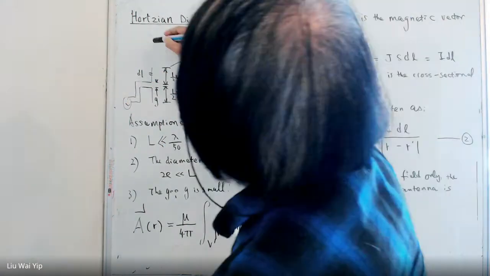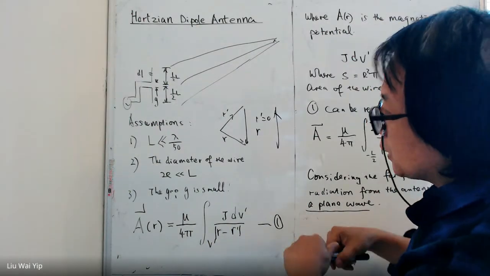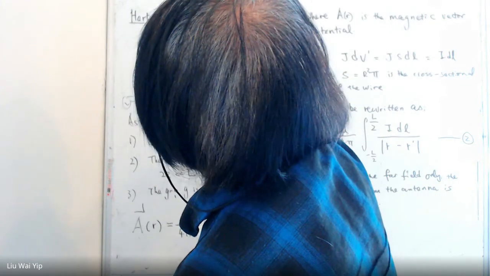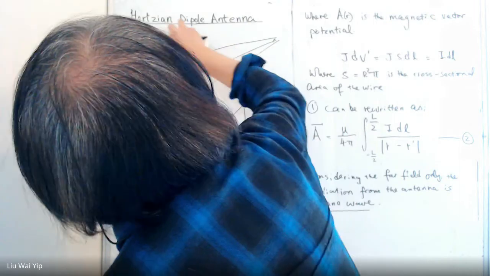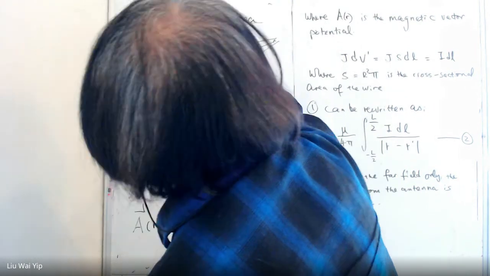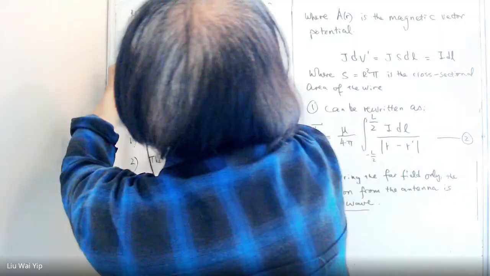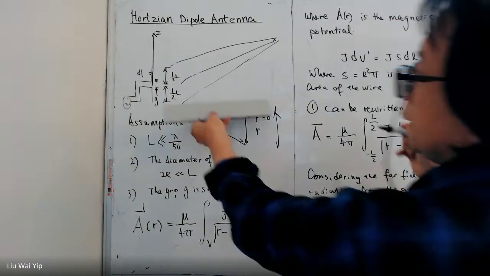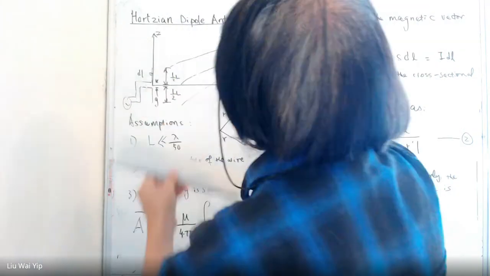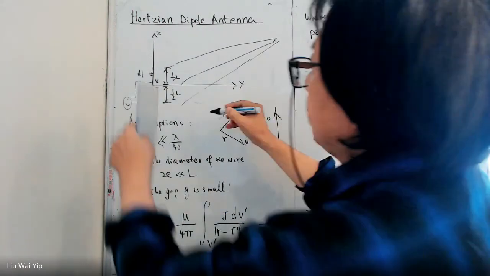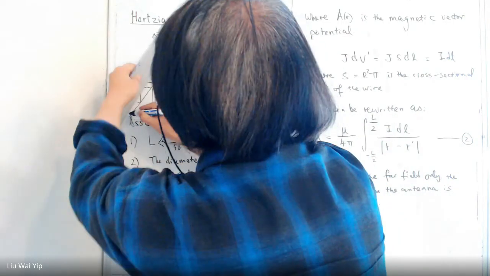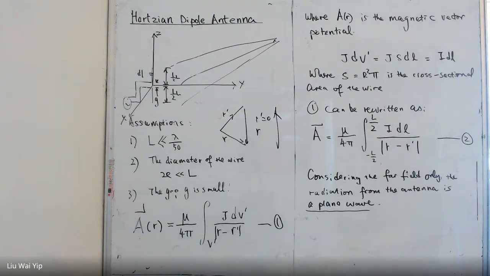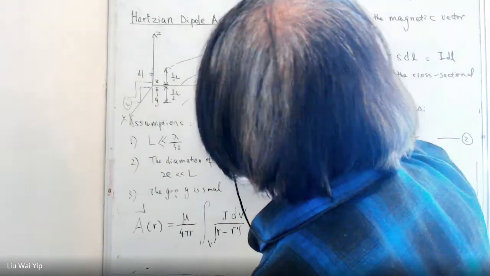So in a three-dimensional system, we are going to assume here is the z-axis, and the horizontal axis is the y-axis, like that. And we also have another axis, which is the x-axis. So this is the three-dimensional system that we are considering. And now we finished the setup here.